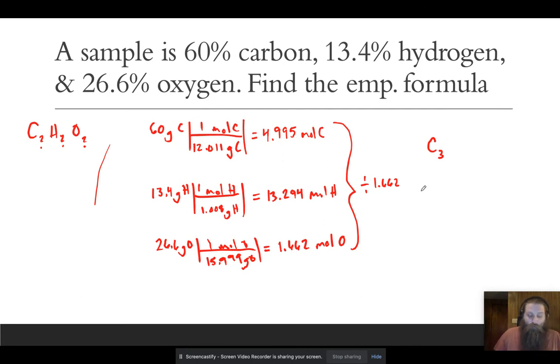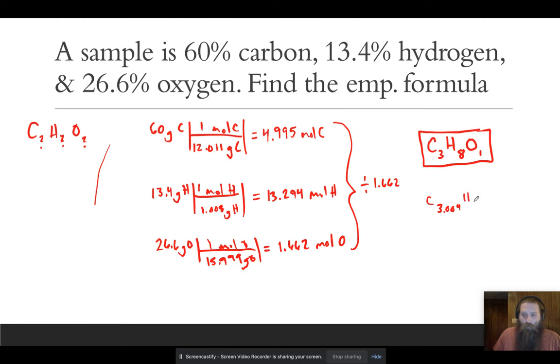1.6, it gives me 7.995, so that's going to be close enough to round to 8. Anything divided by itself is 1. Now look at there. This is a 5-step example. I didn't have to do 6 steps because when I finished my division, I had all whole numbers. So in this instance, I got things like 3.004 for carbon.